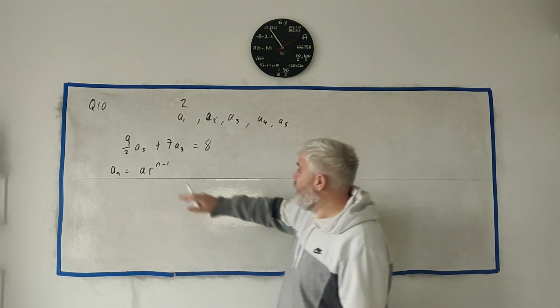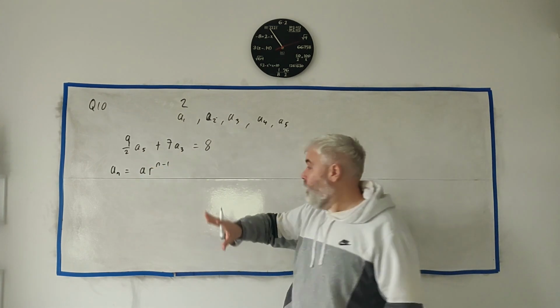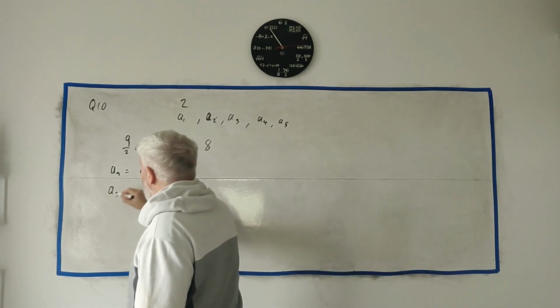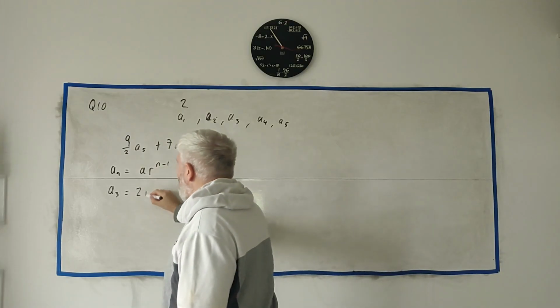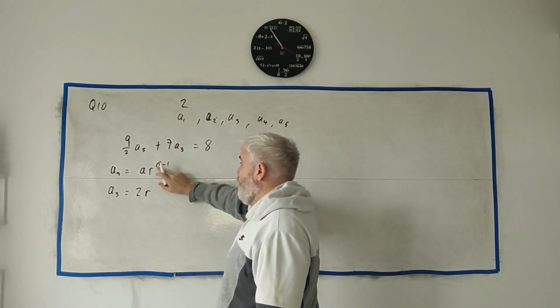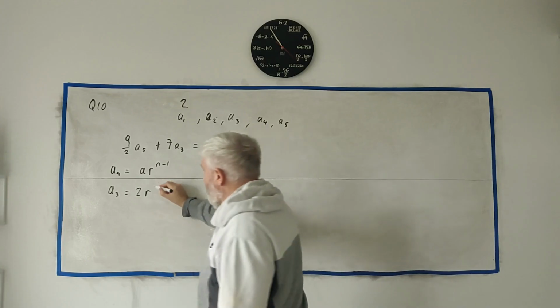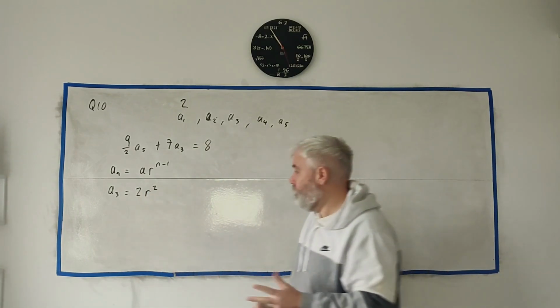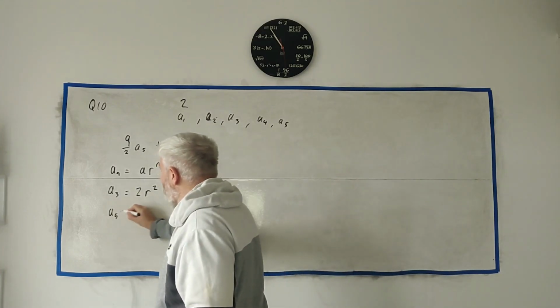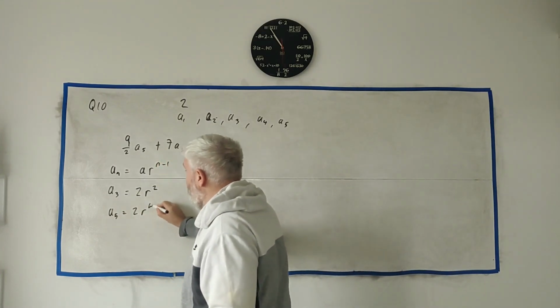In this question, we're interested in the fifth and the third term, so let's find them. A3 is equal to the first term, which is 2, times r to the power of 3 minus 1, and that's 2. So the third term is 2 times r squared. The fifth term, very similar, is 2 times r to the power of 4.